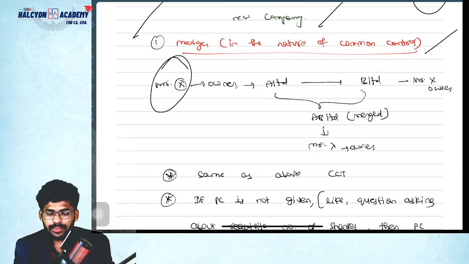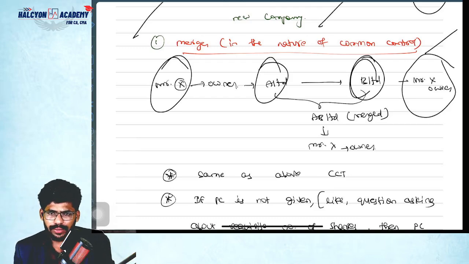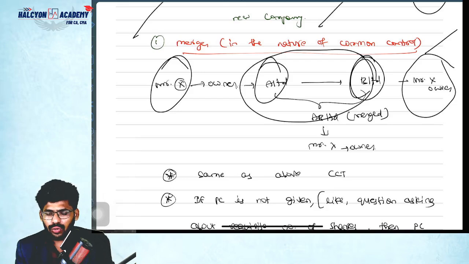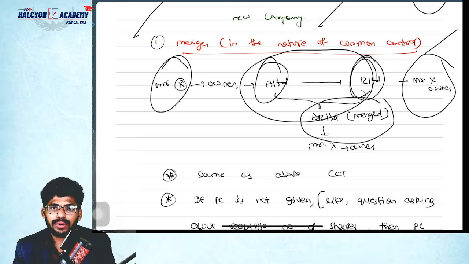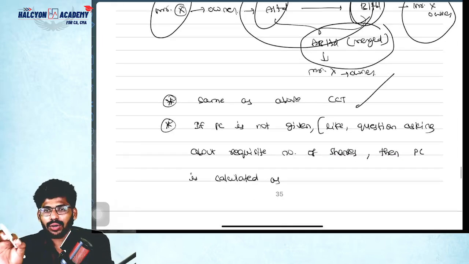Mr. X is the owner for A limited. Next, B limited owner also X only. A limited owner is X, B limited owner also X. So now A limited and B limited are joining together to form a new company, AB limited. So who is the owner here also? X is the owner. So this is also we can say common control transaction. Merger in the nature of common control. Correct or not? Yes, same as common control transaction. Accounting is same as common control transaction.